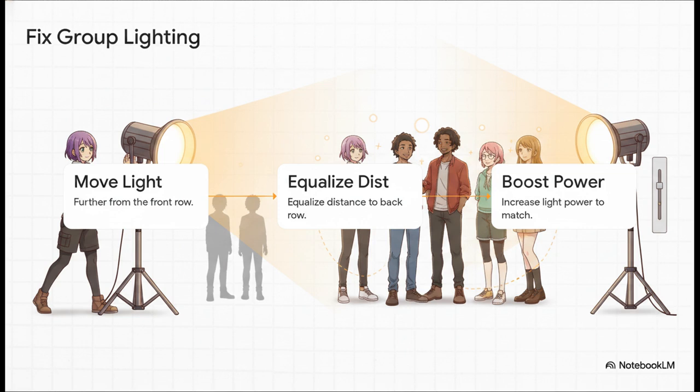Finally, step 3. Because you moved the light back, it's weaker overall, right? So you just must increase the light's output power or open your camera's aperture to compensate for the new distance. And just like that, suddenly everyone in the group is evenly lit.